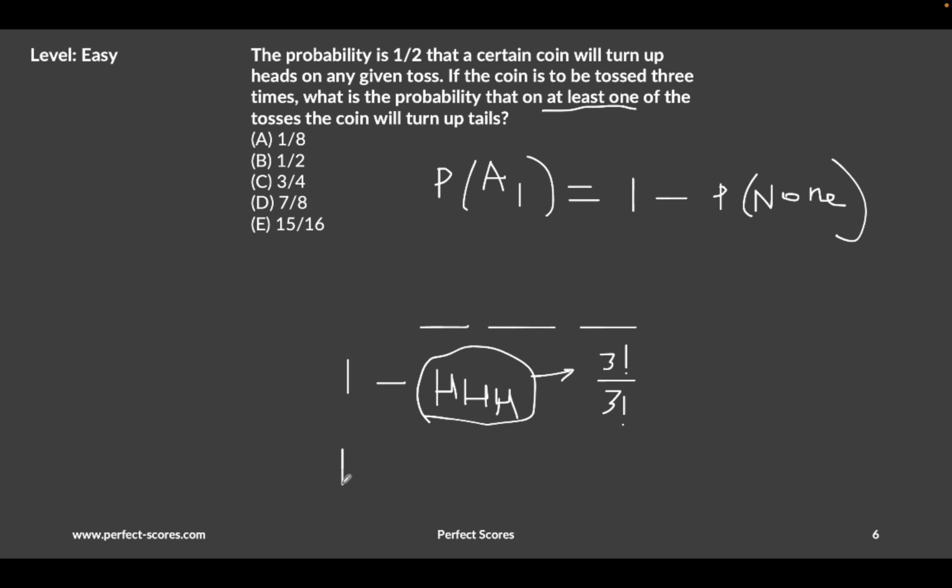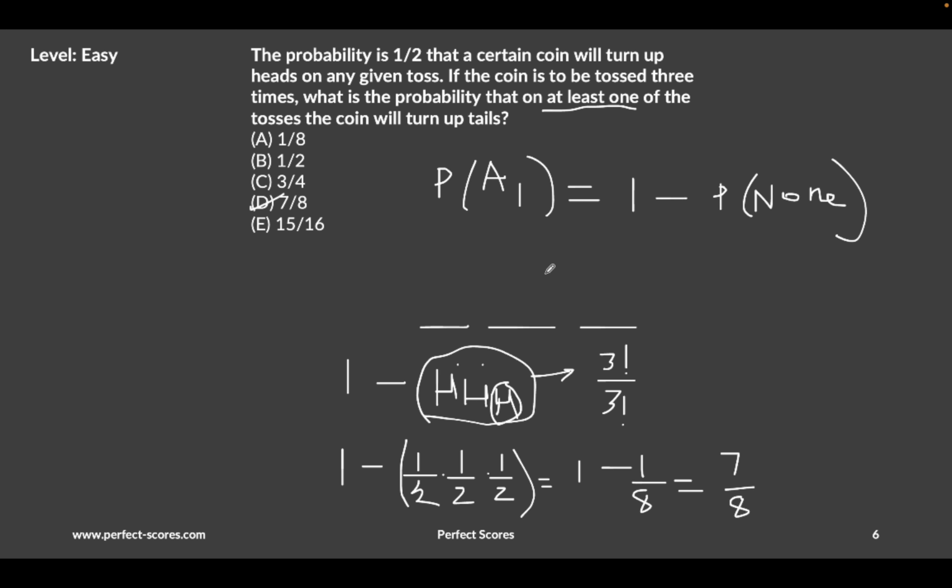So the answer is going to be 1 minus, what is the probability of getting a head? 1 by 2. The probability of getting another head is 1 by 2. And another head is 1 by 2. So 1 by 2 times 1 by 2 times 1 by 2 is 1 by 8. If you solve this, that gives you 1 minus 1 by 8, and that gives you 7 by 8, which is the answer here, answer option D.